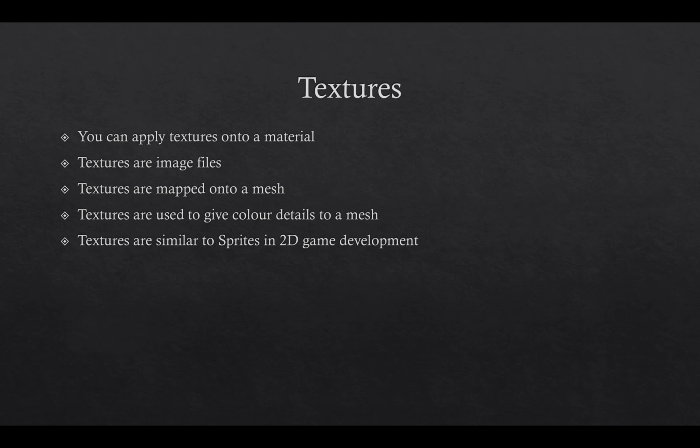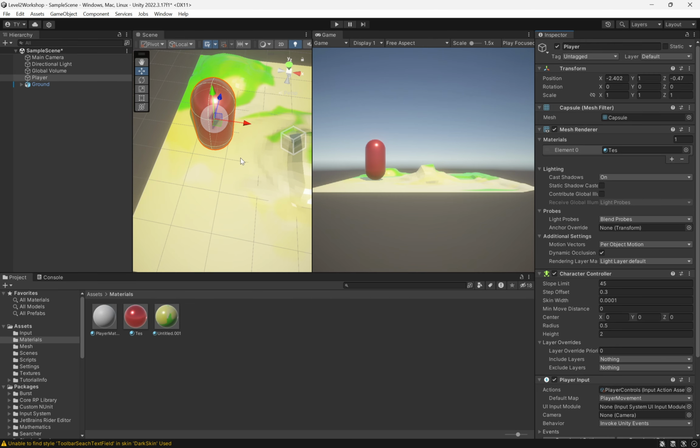So textures are image files. They're like sprites in 2D game development. And eventually, you're just trying to take this image file and map it onto a 3D mesh so that it looks like a skin on top of the mesh. It's used to give color details to a mesh.